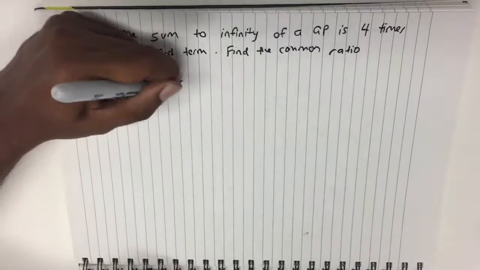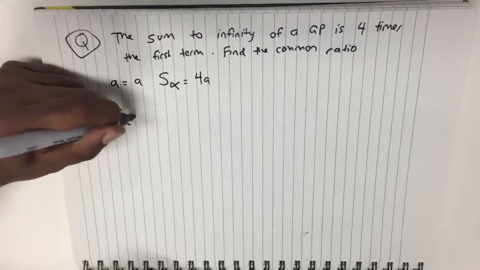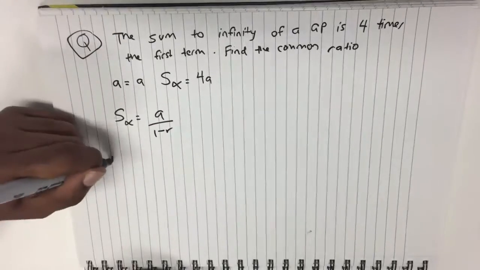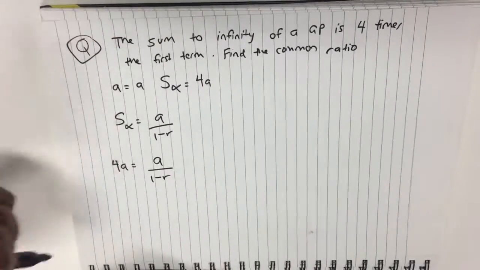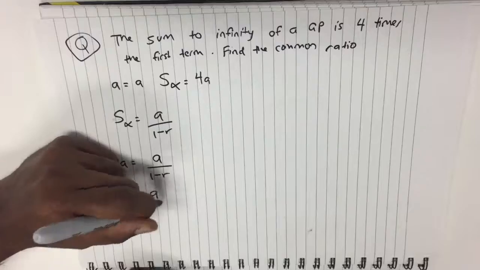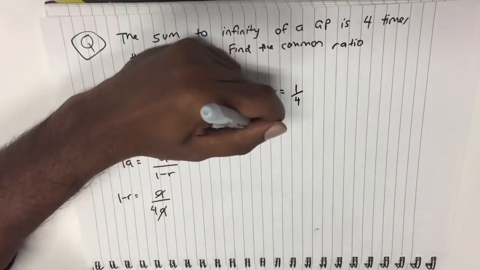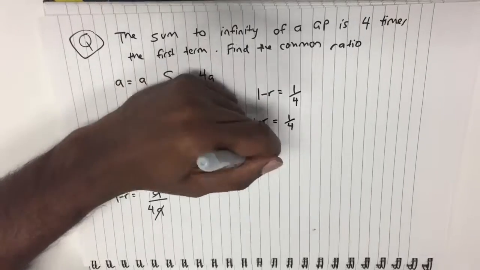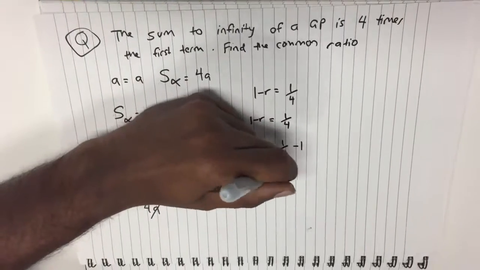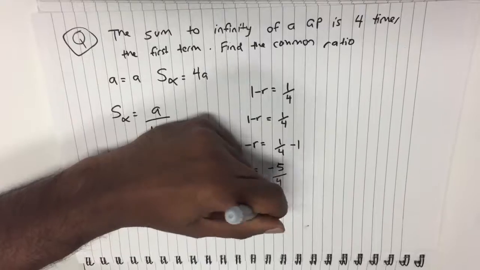Let's have a slight variation where the sum to infinity is 4 times the first term. Here we can denote that S infinity is 4a. Therefore 4a equals a over 1 minus r. Here we can switch the sides. So 1 minus r becomes a quarter. And r becomes 5 over 4.